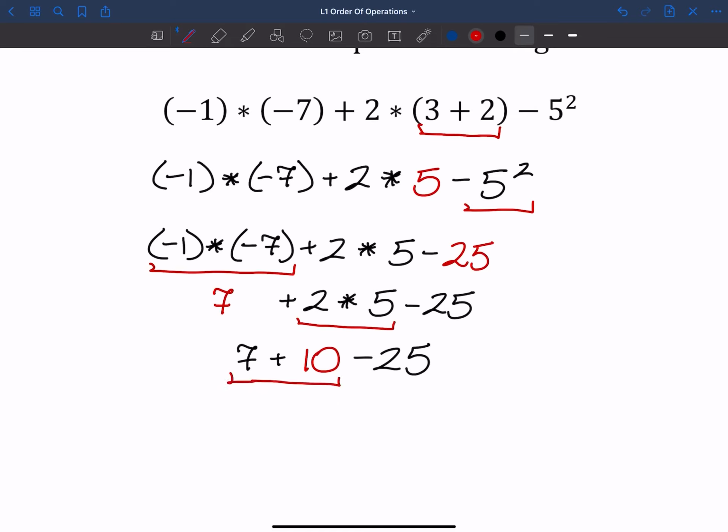Moving from left to right, we've got 7 plus 10, which is 17, minus 25. And then this subtraction is going to finish us off. 17 minus 25 is going to give us negative 8. Again, if negatives seem a little bit hairy to you, think about it this way: you're on the 17th floor of a building and you're going to go down 25 floors. You're going to end up in like the 8th basement, 8 floors down into the basements.